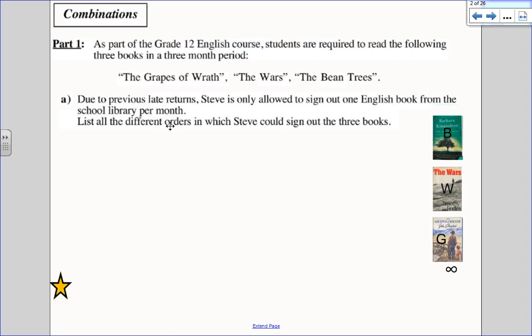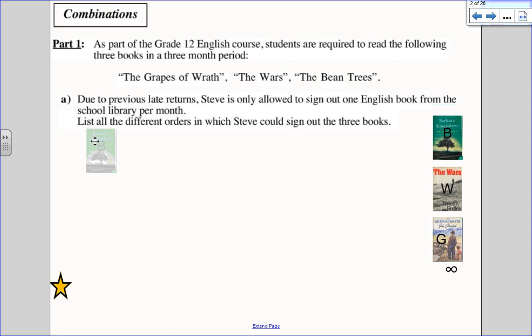As part of the grade 12 English course, students are required to read 3 books over a 3-month period. So The Grapes of Wrath, The Wars, and The Bean Trees. You can abbreviate these using B, W, and G. So Steve, unfortunately, has returned his books late, so he can't take out all 3 books. He has to sign them out one at a time. So I want to come up with all the different ways that Steve could sign out the 3 books.